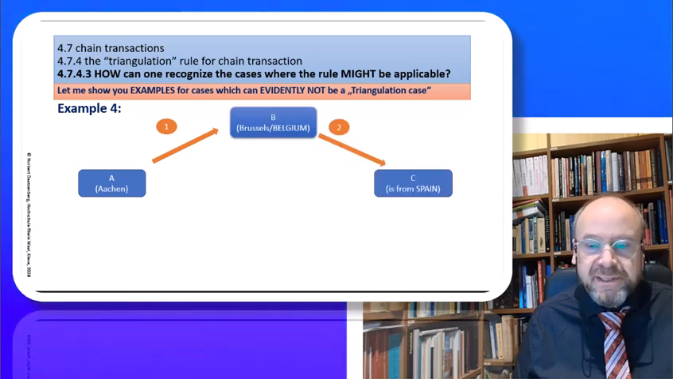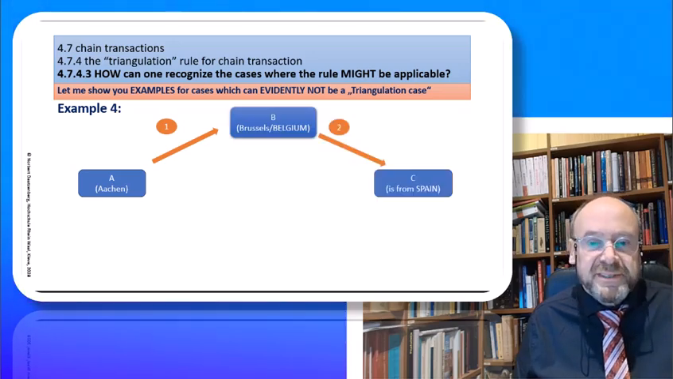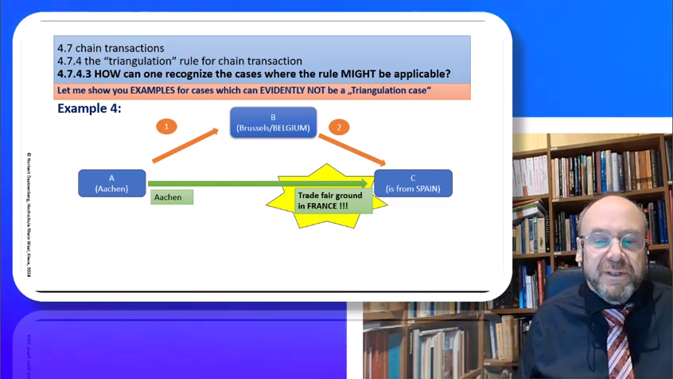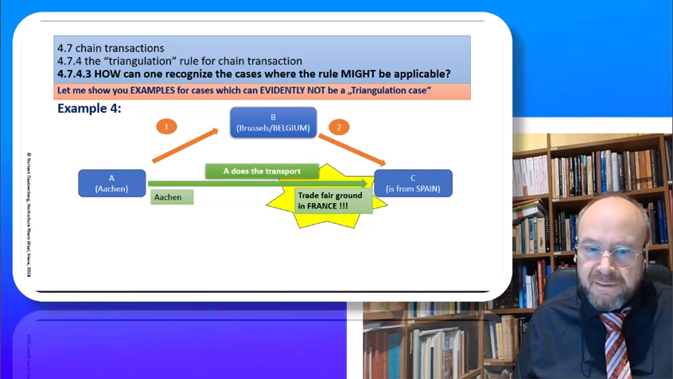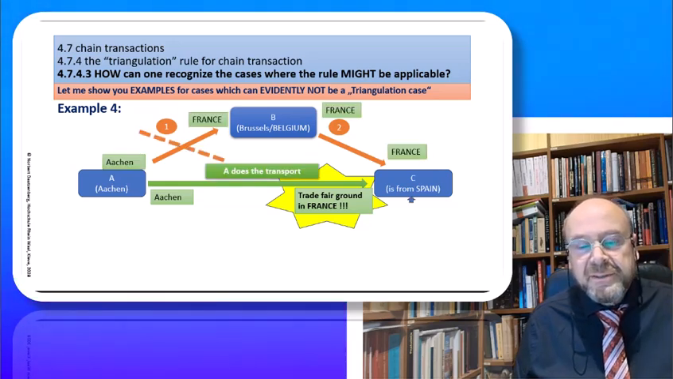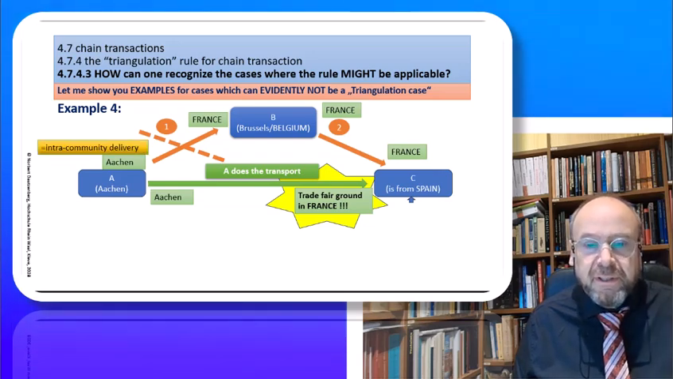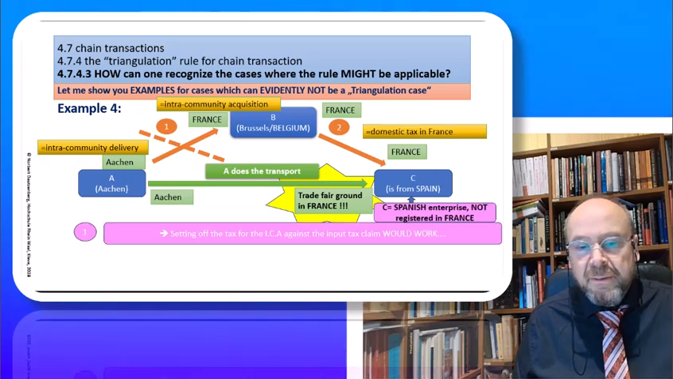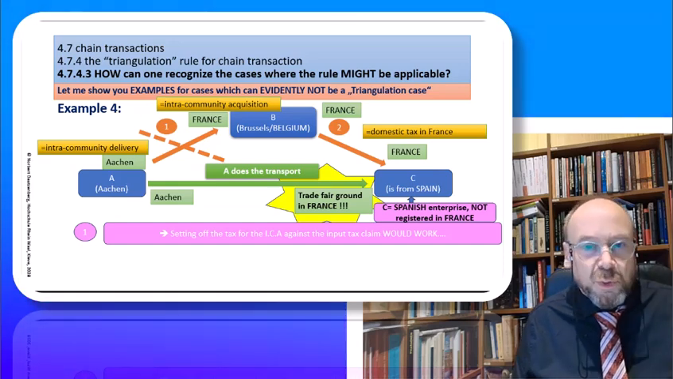A, B, and C again. C is now from Spain, but the good goes to France, to a trade fair ground in France. C, however, is from Spain, and now A does the transport, so we have again this constellation. So we have intercommunity delivery for A, and A is happy. B has intercommunity acquisition in France, has a domestic tax in France. Setting off the ICE against the input tax resulting from it would work.